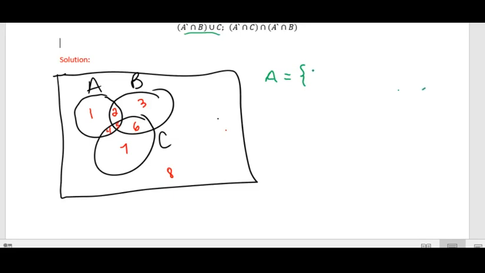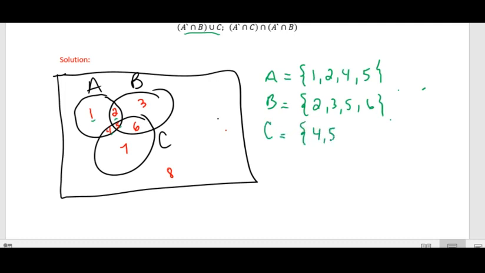So what I want to do next is write down what my set A is composed of. Here I can see that it's 1, 2, 4, and 5. Set B is composed of 2, 3, 5, and 6. And C is composed of 4, 5, 6, and 7. And the universal set is composed of everything. So 1, 2, 3, 4, 5, 6, 7, and 8.